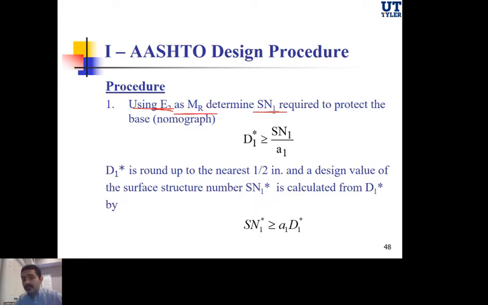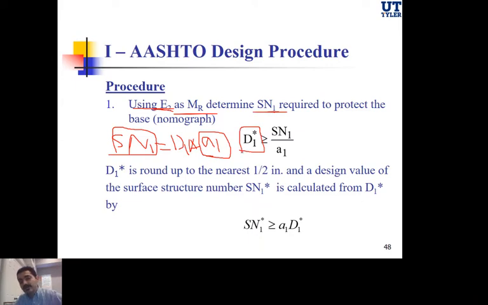Once you get the structure number one from the nomograph, I'm going to say the structure number one is equal to D1 times A1. I know A1, I know structure number one. So if I divide structure number one over A1, I should be able to get D1, or sometimes we call it D1 prime. Why we call D1 prime? Because again, D1 prime will be rounded up to the nearest half an inch.